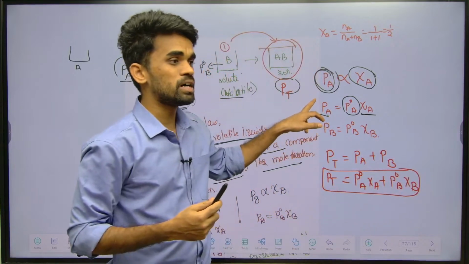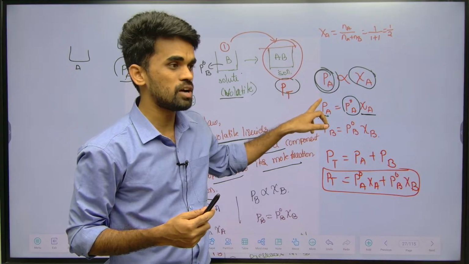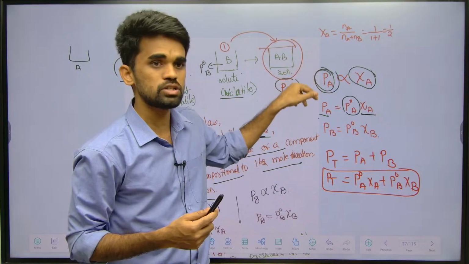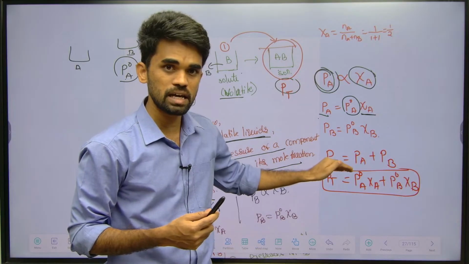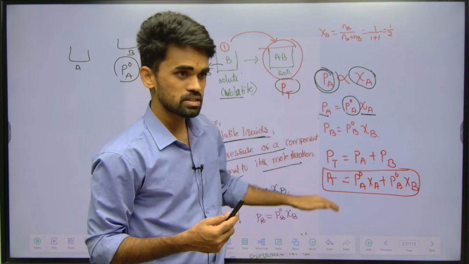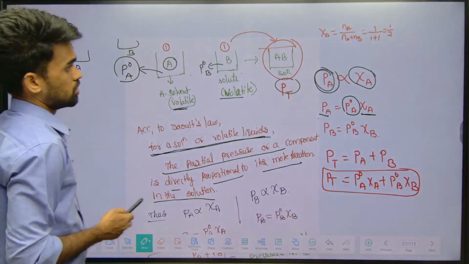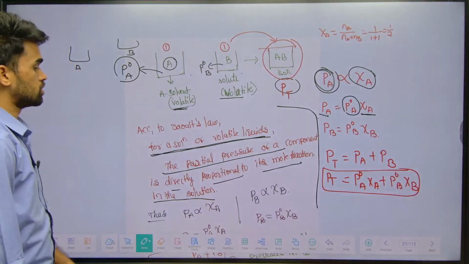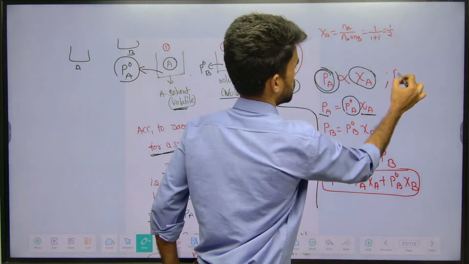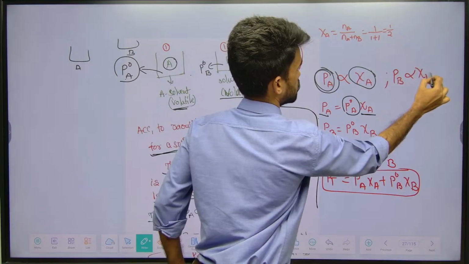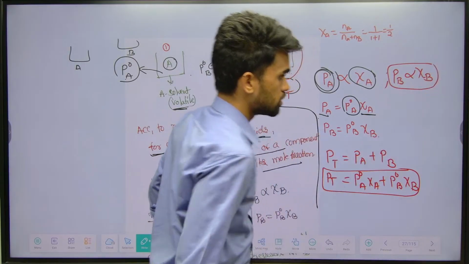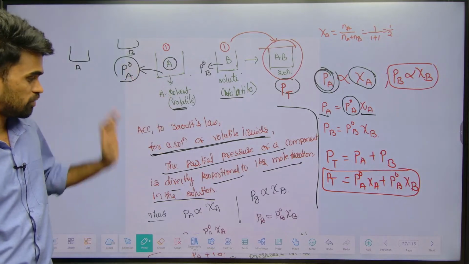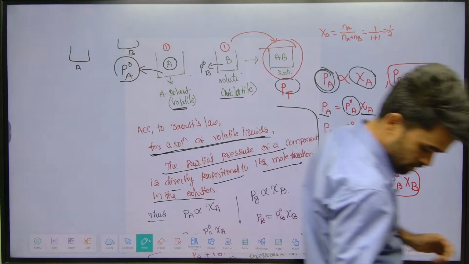Okay, PA means what once again? Vapor pressure of A in the solution. PB means vapor pressure of B in the solution. Okay, up to here everyone clear with this? Okay, make these formulas. I will give you some direct questions so that you will feel more confident about this concept.